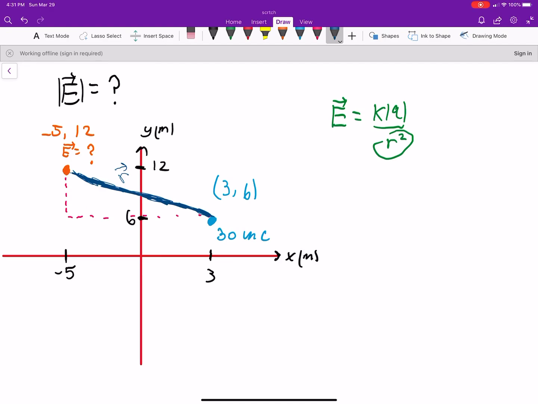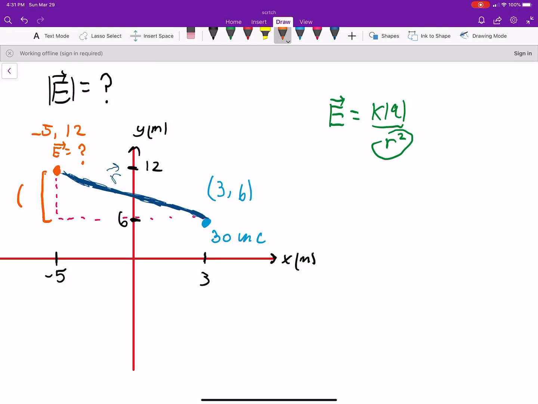Okay, so how do we find R from this point? Well, there's a few ways to do this. We know that the change in height from 6 to 12 is 6, and the change in X goes -5 to 3, so that's 8. This is a right triangle, so if we want to find the hypotenuse, in this case R, it is equal to the square root of 6 squared plus 8 squared. You could also use the distance formula, but I'm going to just use Pythagoras. I think it's a little easier.